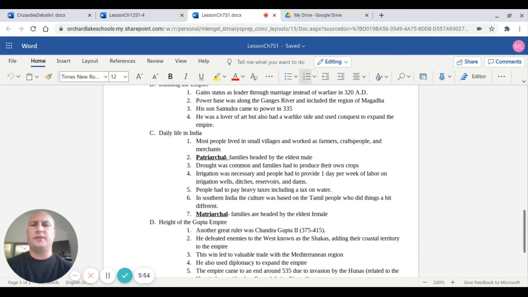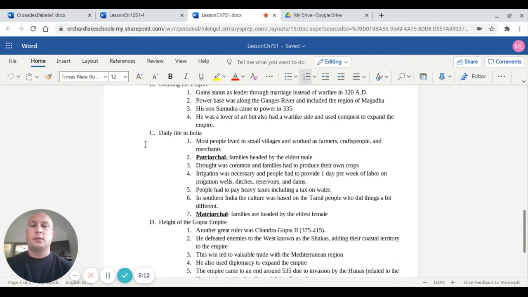Let's talk a little bit about daily life in India. Most people lived in small villages and worked as farmers, craftspeople, and merchants. The society was basically patriarchal. This is a key term that means that the family was led by the eldest male. That's what patriarchal means. When you talk about the patriarch of your family, that would be the oldest male in your family.